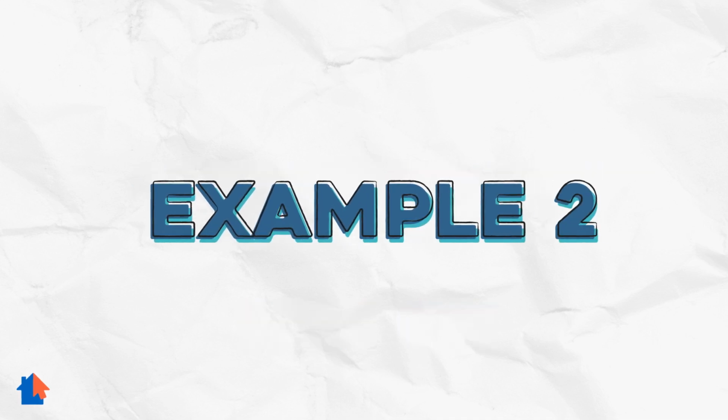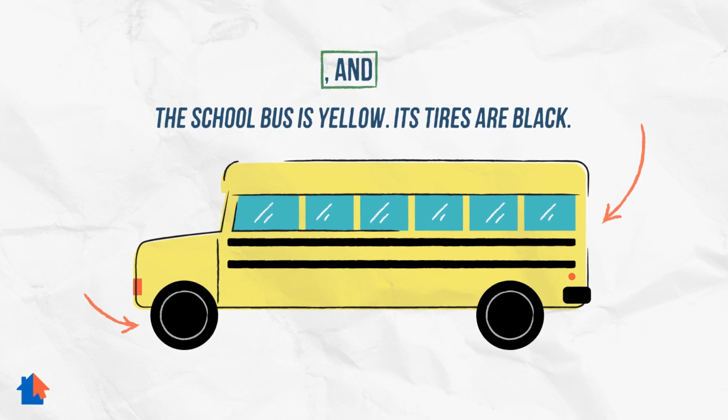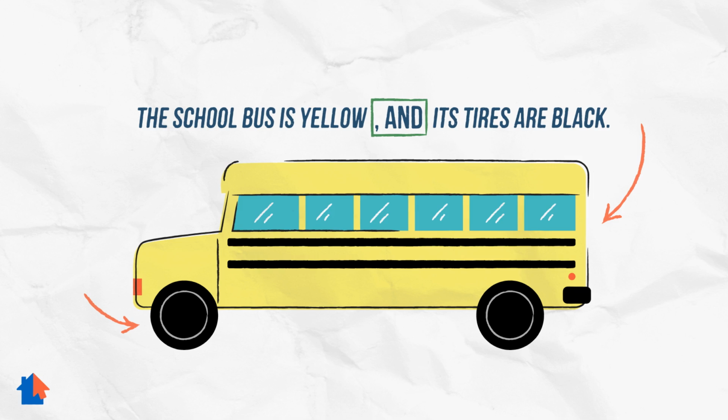Example 2. The school bus is yellow. Its tires are black. We would be doing the same thing we did in the previous example. The conjunction we will be using here is and. The school bus is yellow, and its tires are black.